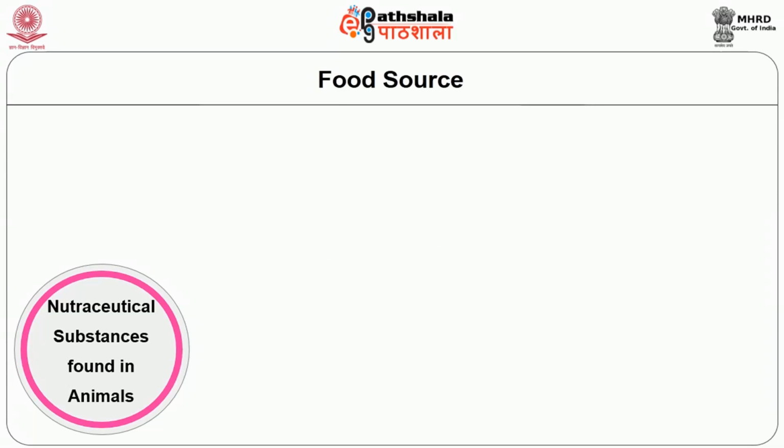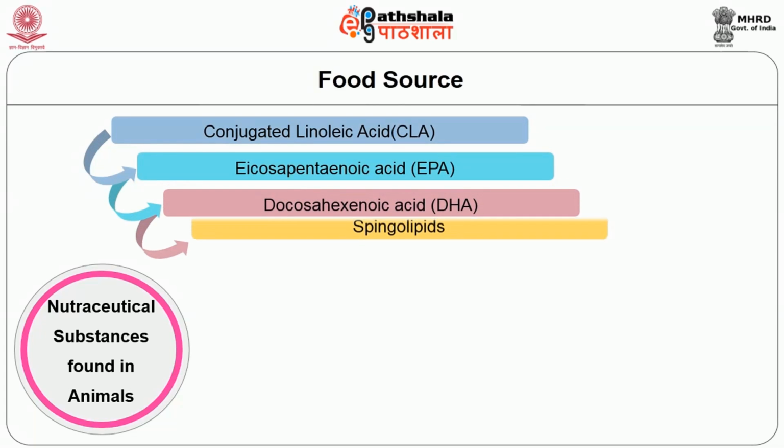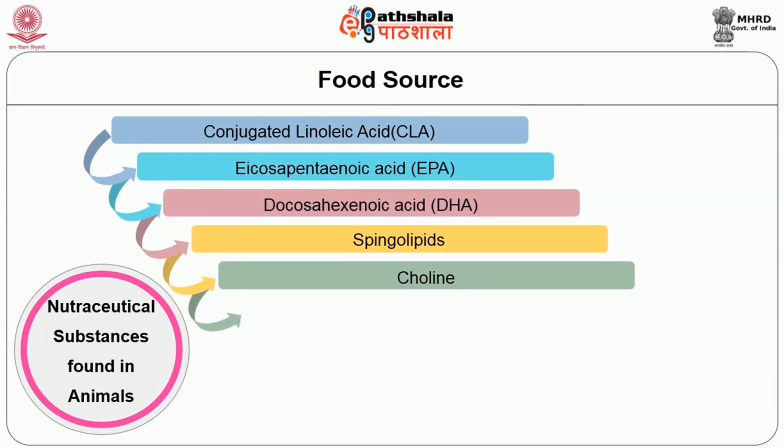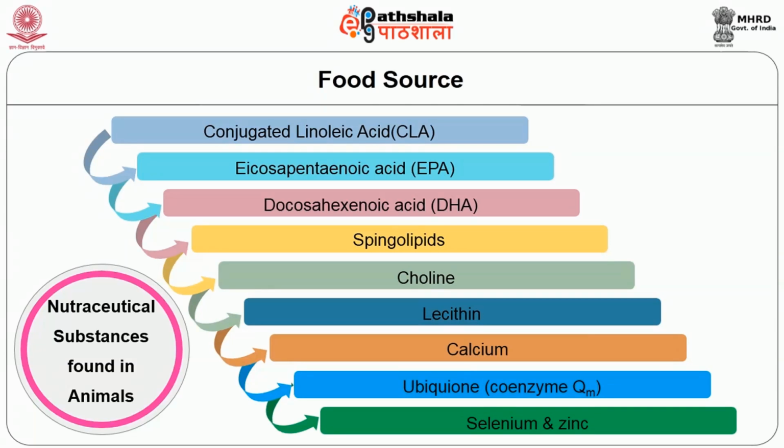And now have a look at this slide. Are you able to familiarize yourselves with a few of the nutraceutical substances found in animals like DHA and calcium? Now I am going to list the other substances like conjugated linoleic acid, EPA or eicosapentaenoic acid, docosahexaenoic acid which is called DHA, the sphingolipids, choline, lecithin, calcium, ubiquinone, and selenium and zinc.